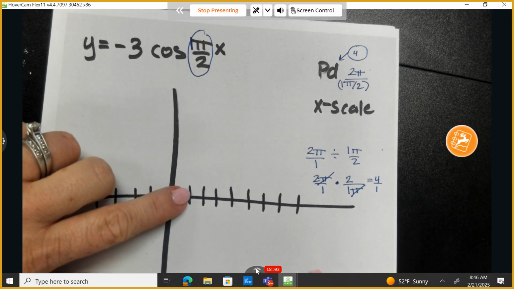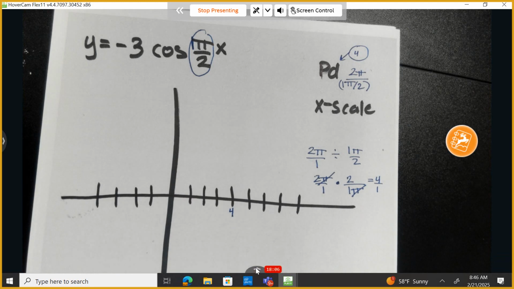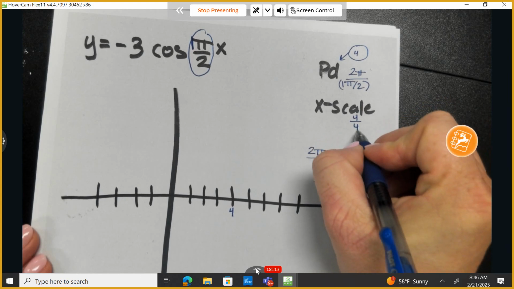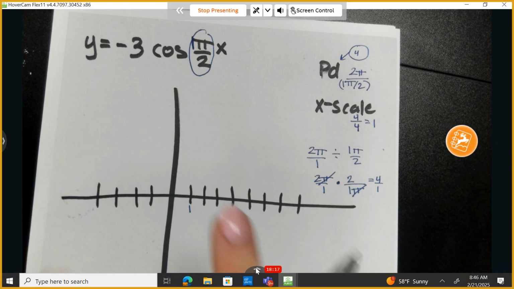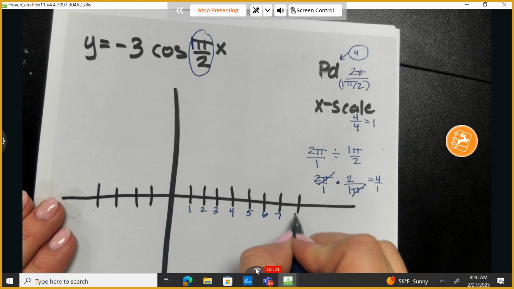What does that mean? After 4 steps, 1, 2, 3, 4, I'm at a distance horizontally of 4. Now, how do I figure out the x scale? I take whatever my period length is, and I always divide it by 4. In this case, I get 1. That means from one step to the next is a distance of 1. So this is going to be 2, 3, 4, 5, 6, 7, and 8.